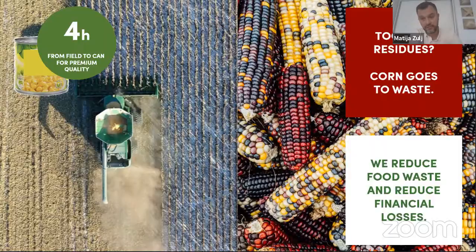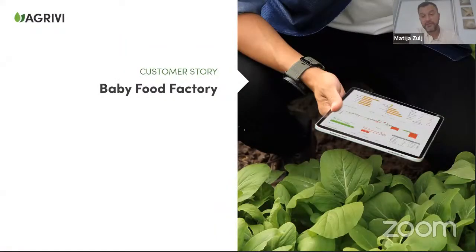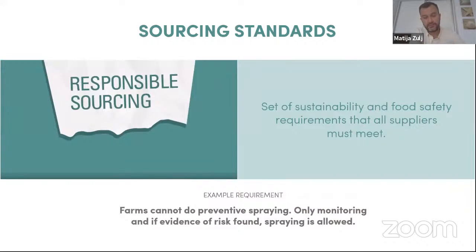The third customer story is a baby food factory. As we all know, all food companies currently are trying to provide sourcing standards that meet sustainability standards, food safety standards, or other standards that are important for the company or us as consumers. So one example is a responsible sourcing standard that is brought by Nestle to all of their vendors.